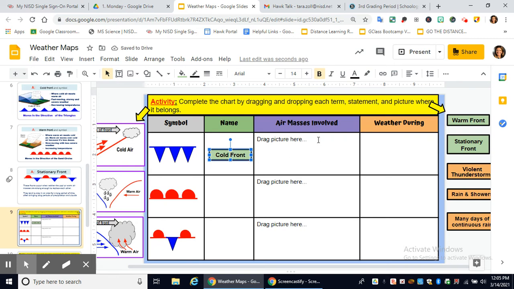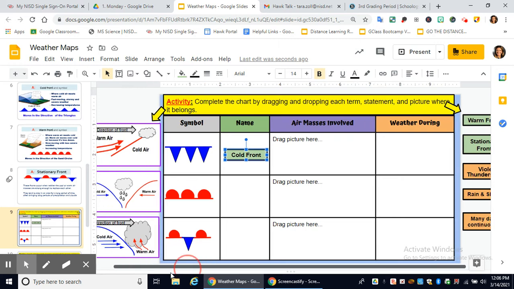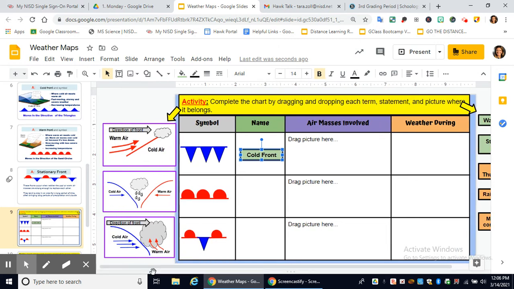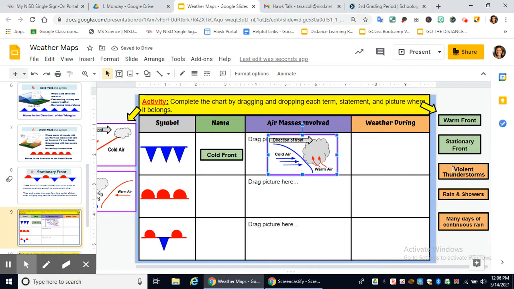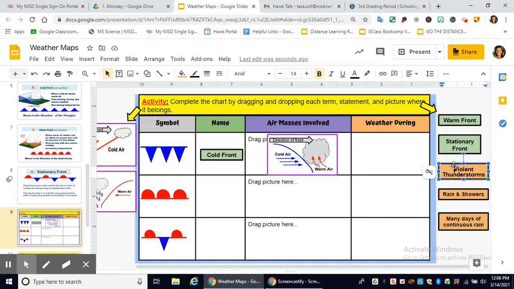And air masses involved. I'm going to come over here and see what type of air mass is here. So what you have here is the cold air overtaking the warm air. So this would be your direction of your front. And this usually brings on very stormy weather. So I'm going to say violent thunderstorms.